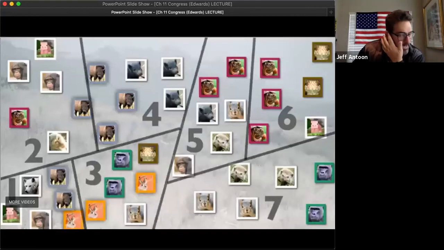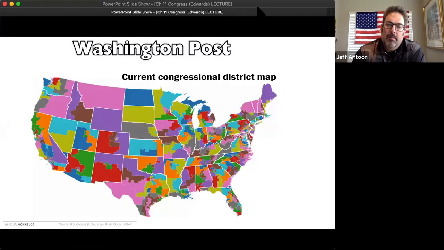So I hope you guys are seeing this. This is kind of taking out politics from it. And that's just one way of doing it. There's another one that has like a supercomputer that would do it. This is the Washington Post current. Washington Post did this. And the current congressional district map looks like that.